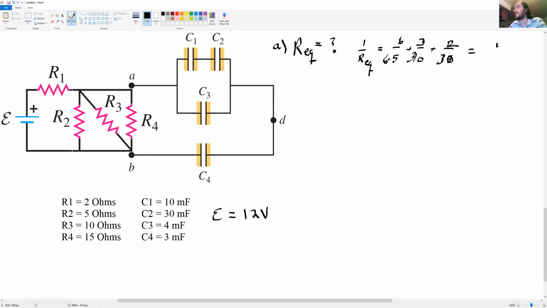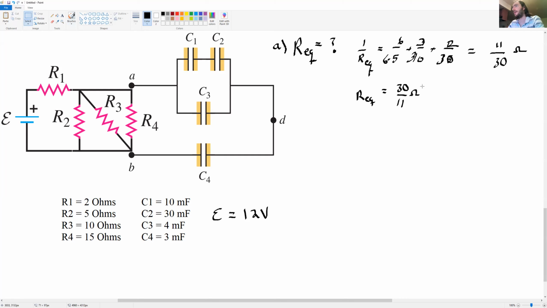Sorry for the messiness here, so 11 over 30. And then, of course, we want to make sure that we reciprocate in the end, so that tells us that REQ is equal to 30 over 11. And we can go ahead and approximate this. What is this approximately? I'm sure one of you guys has the answer here. Well, actually, this isn't an answer to question A, so maybe I'll leave it as an exact piece first.